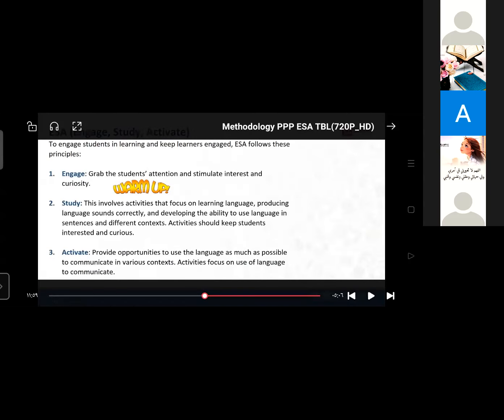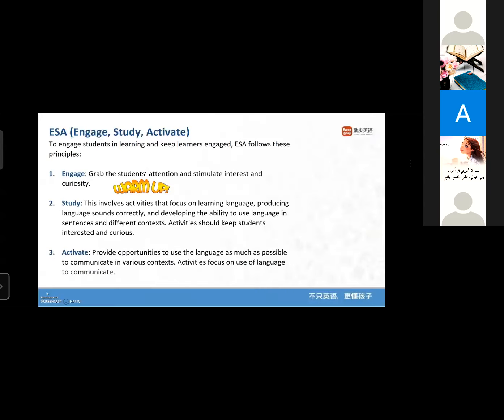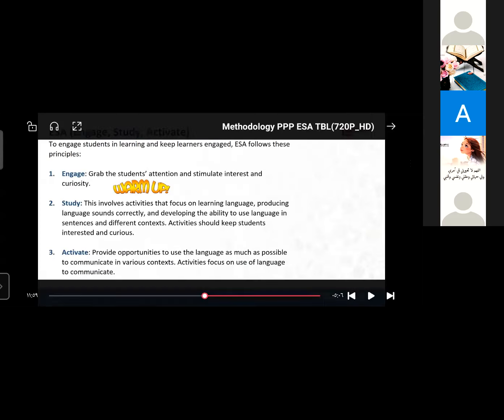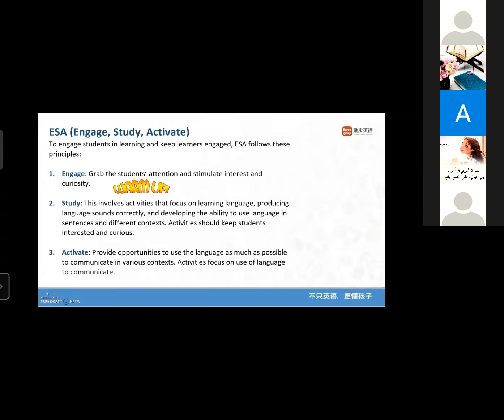By the way, ESA is an alternative name for the last one, guided discovery, GD, okay? ESA, Engage, Study, and Activate, is another name for guided discovery, okay, my dear friends? And engage in activities that help them to use and remember the language. Do you see overlapping patterns with PPP?